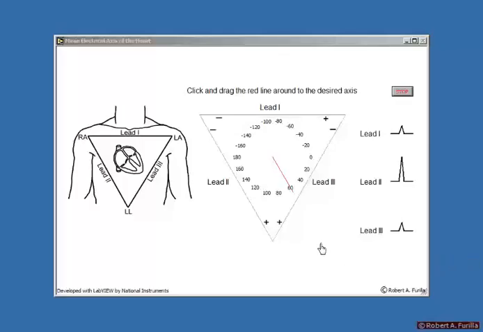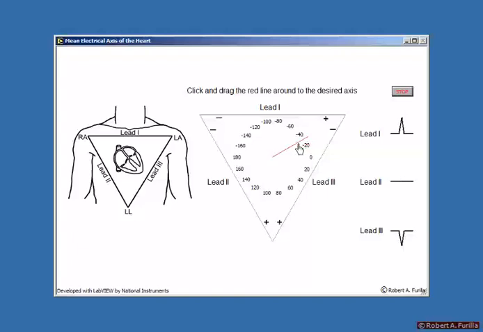In this simulation, I have placed a protractor inside the Einthoven triangle, and I'm looking at the R waves here, lead 1, lead 2, and lead 3. I'm going to move this from the normal 60 degree and start to move it around. And as you can see, the waves change shape. I'm now perpendicular to lead 3, so lead 3 shows 0 deflection. I continue moving it around. I'm now parallel with lead 1. Lead 1 has the largest deflection.